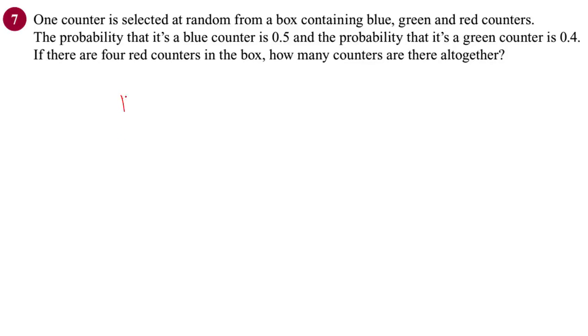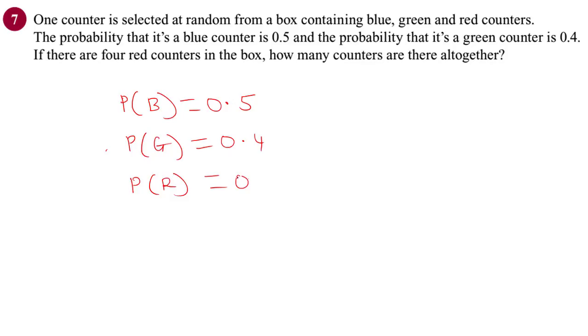So if I think about the probability of picking a blue being 0.5, and the probability of picking a green being 0.4, then I know that the probability of picking a red will now be 0.1, because everything must always add up to 1. So if I was to add this to that, I must get 1, because blue, green, and red are all the counters I have. So they add up to 1 as probability.